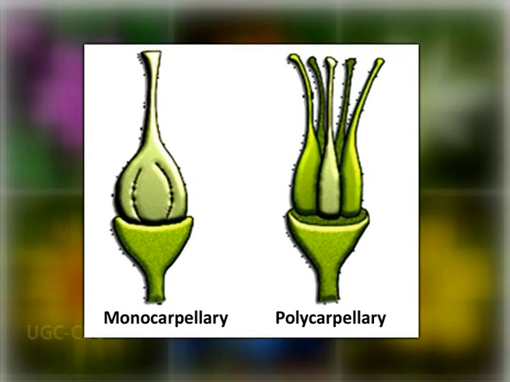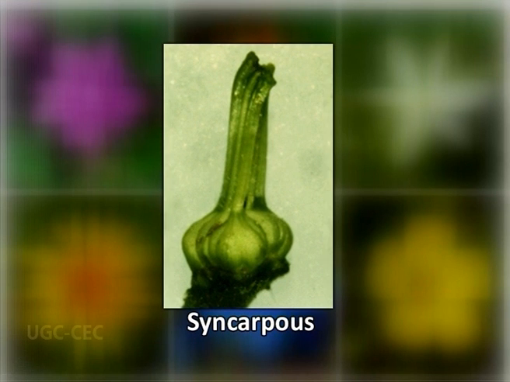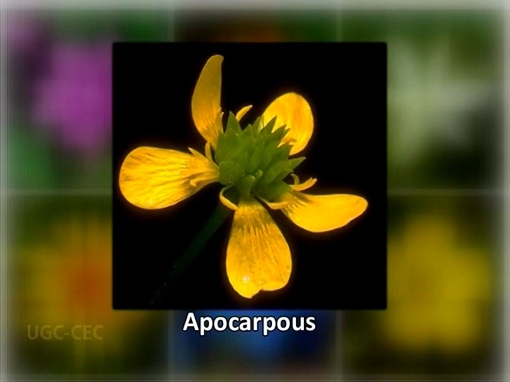Variations of flowers with respect to their carpels. On the basis of number of carpels, flowers may be monocarpellary, having one carpel as in pea, or polycarpellary with many carpels as in China rose, which may be syncarpous with fused carpels, or apocarpous where carpels are free.